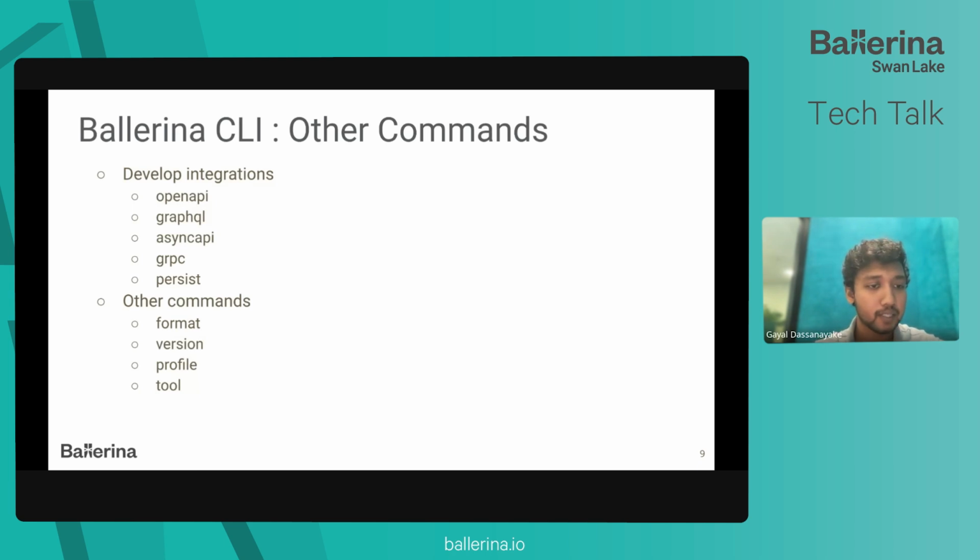Then we have a set of other commands. The bal format command will help you to format your code according to Ballerina formatting guidelines. And there's the bal version command, and the bal profile command will help you to profile your runtime and get a flame graph output. And then we have the bal tool command. I will not discuss what the bal tool command is now, and we'll go through in the next couple of slides why we need the bal tool command and what we are using that for.